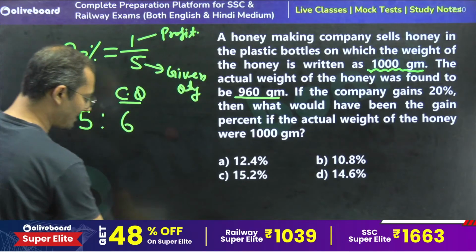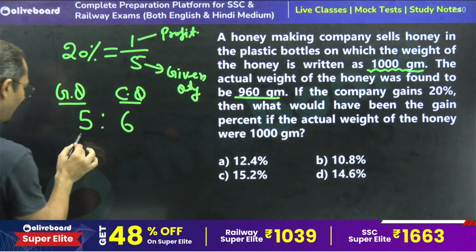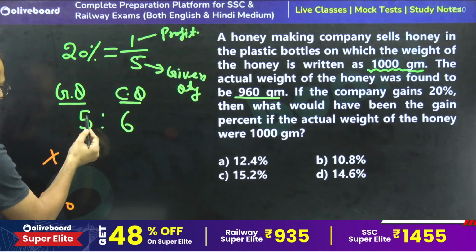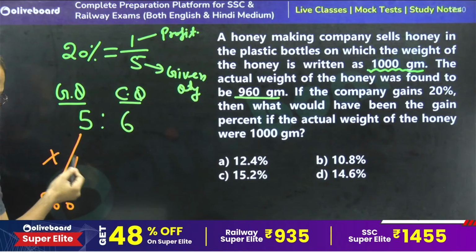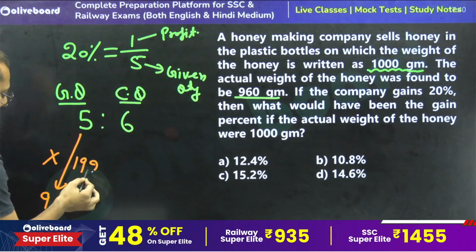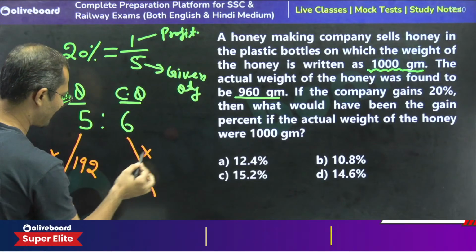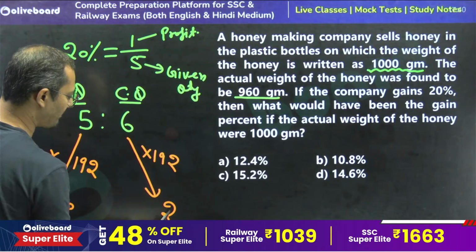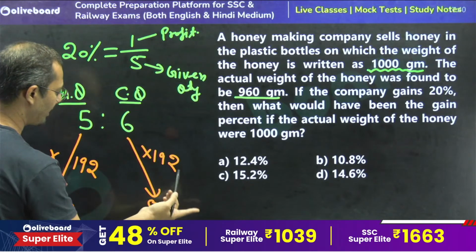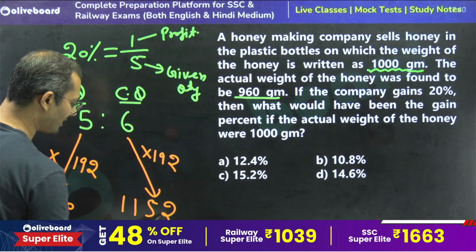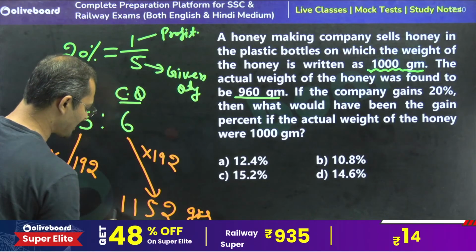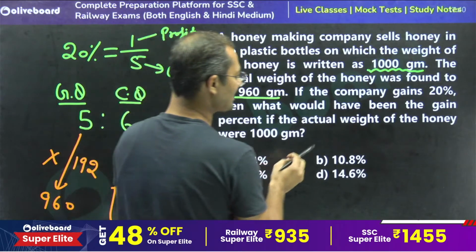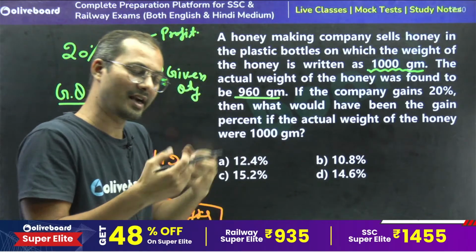So we can say that 5 is equal to how much? The company has given 960, right? So dividing by 5, 5 ones are 5, 5 nines are 45, 5 twos are 10. So what is the value of 6? 6 into 192, right? 6 twos are 12, carry 1, 6 nines are 54, plus 1, 55, carry 5, 6 ones are 6, plus 5, 11. It means the company is charging for 1152 gram, right?